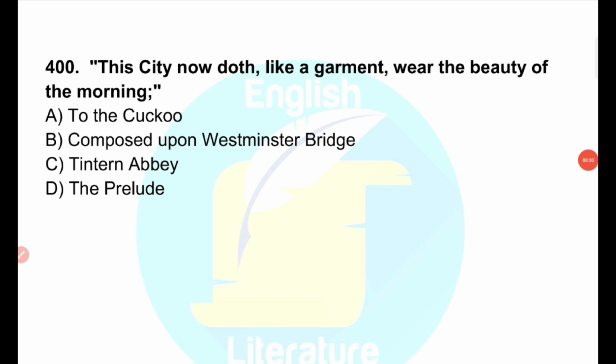UGC NET, TGT, PGT, and other state examinations. Remember, Wordsworth's poetry is not just about nature, it's about life, immortality, emotions, and the power of imagination. Keep revising, stay confident, and trust your preparation.